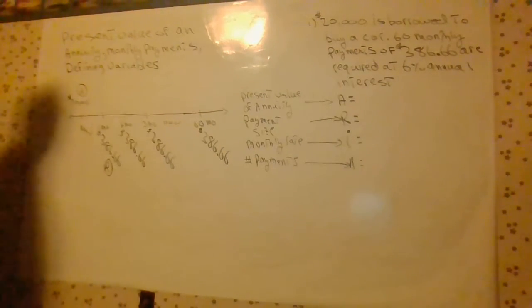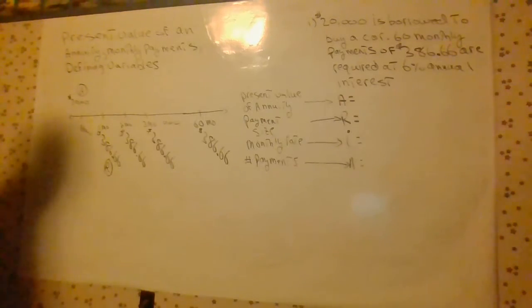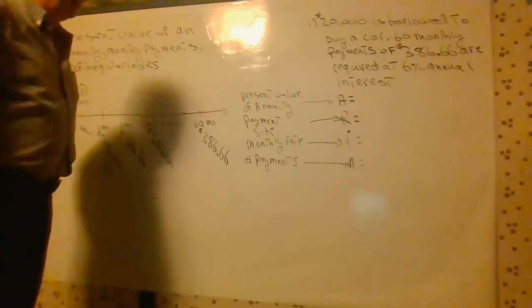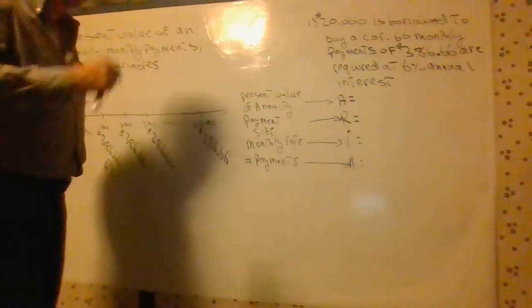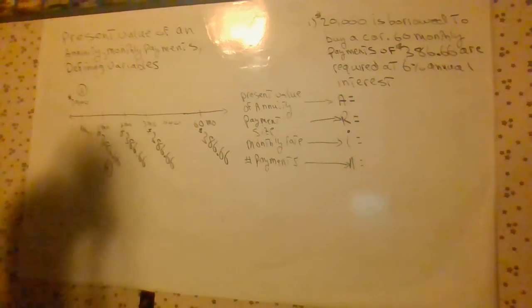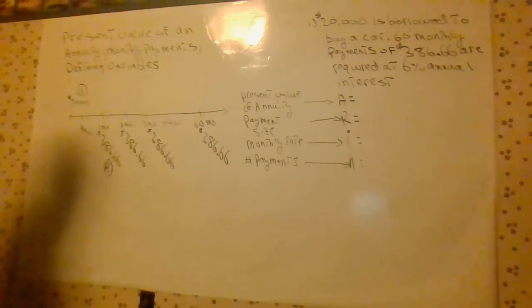Present value of an annuity, monthly payments, and defining variables. This is an introductory section to present value of an annuity. We're just going to define what the variables are. We'll worry about equations in the next couple sections.